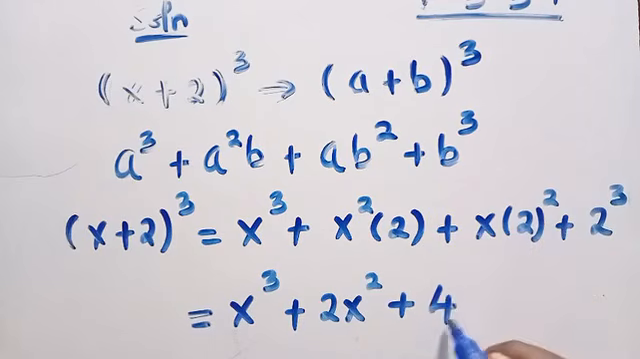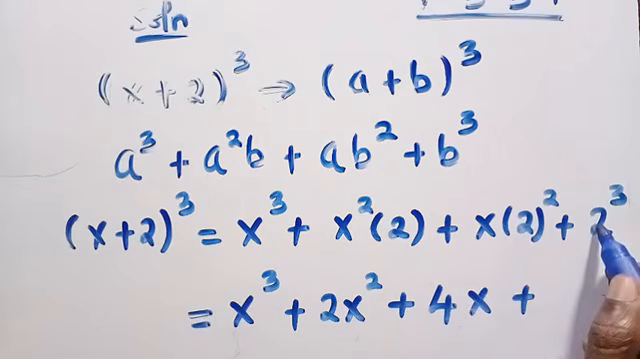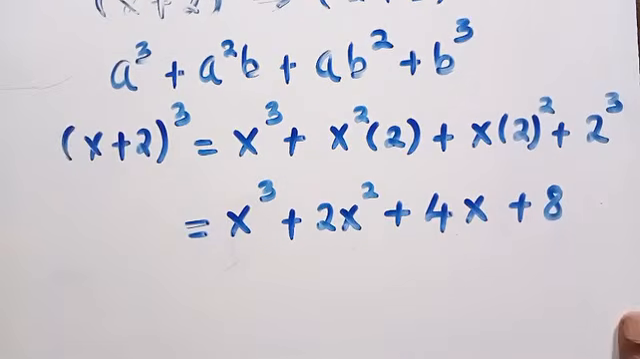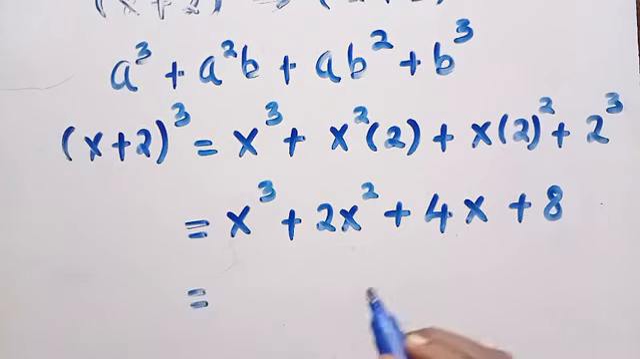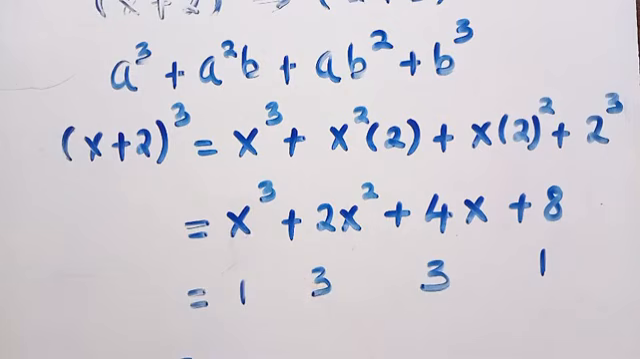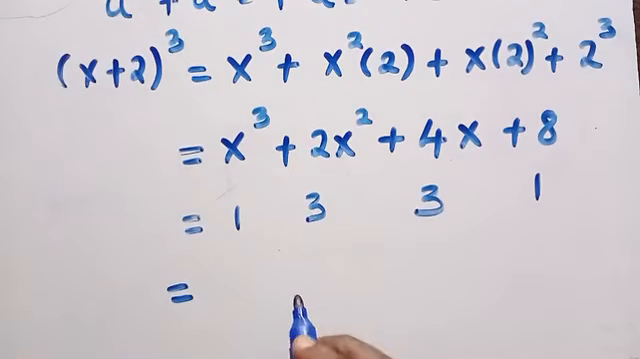Then 4 times x, this is 4x, plus 2 raised to the power 3, that gives us 8. So we shouldn't bother ourselves that we have not gotten x cubed plus 6x squared plus 12x. It's very simple, by just introducing their coefficients. The coefficients we have are 1, 3, 3, 1.